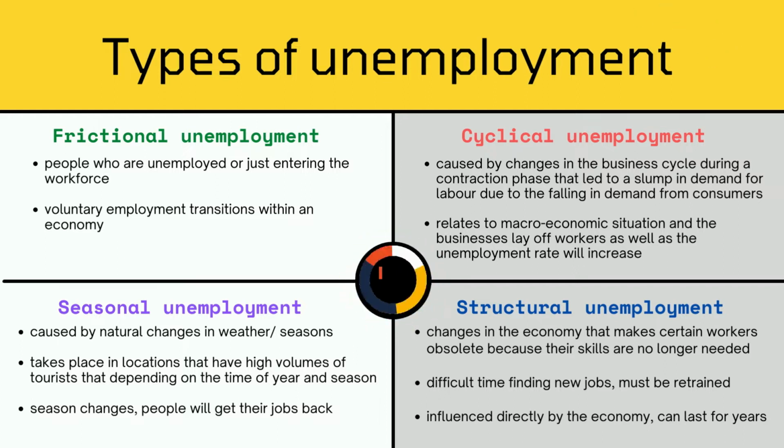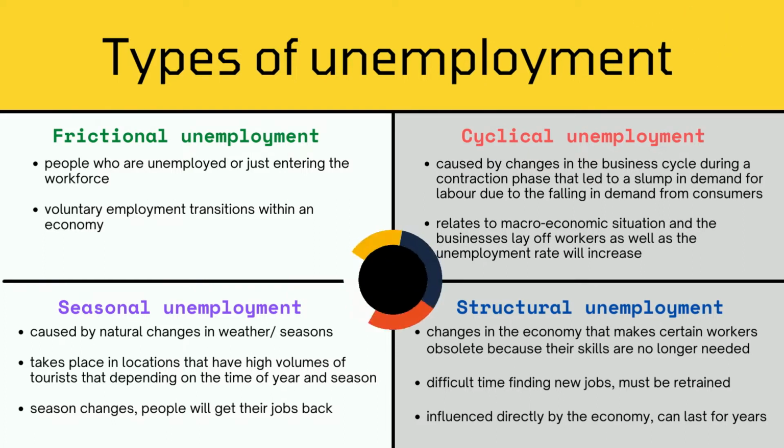Third, seasonal unemployment. It is a type of unemployment that is caused by natural changes in weather or seasons. It takes place in locations that have high volumes of tourists, depending on the time of year and season. Yet, when the season changes, people will get their job back. Farmers, construction workers, and landscapers are involved in this type of unemployment.